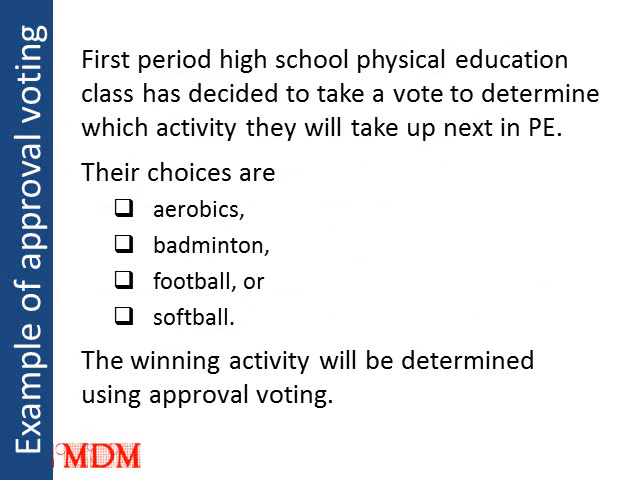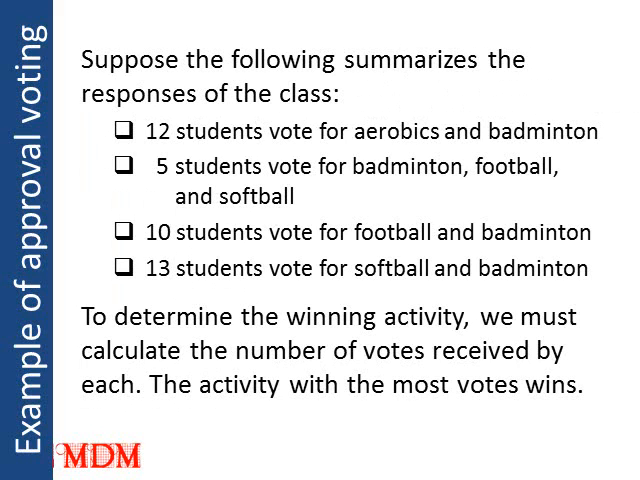Let's take an example of approval voting. In this particular example, we have a first period high school physical education class, and they've decided to take a vote to determine which activity they will take up next in PE. Their choices are aerobics, badminton, football, or softball. The winning activity will be determined using approval voting.